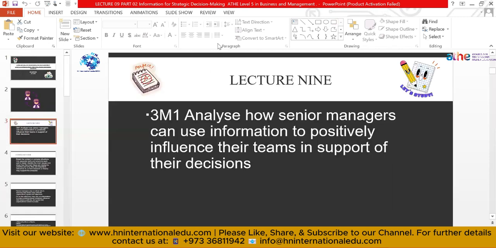The 3M1 part says: analyze how senior managers can use the information to positively influence their teams in support of the decision. How the senior managers, the MDs, the directors, the ones above the employees, help you take things in a positive way and connect the teams together so that the decision making gets really stronger for us. So this is what the question means.